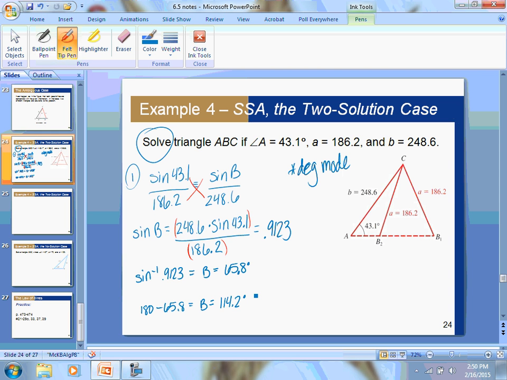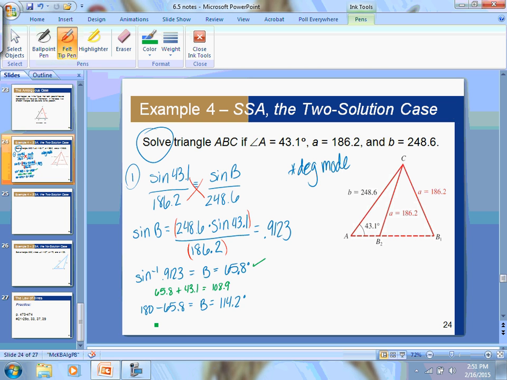So how we check these, how we rule these out, is we take a look at these measurements and the angle measurement that I was already given. So I'm going to do this in a different color here. If I take 65.8 and I add the 43.1, that's going to get me 108.9. I still have plenty of room there to go up to 180 to form a triangle. So this is a possibility for an angle measurement.